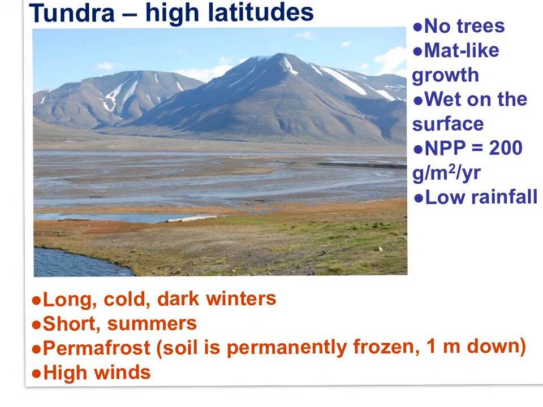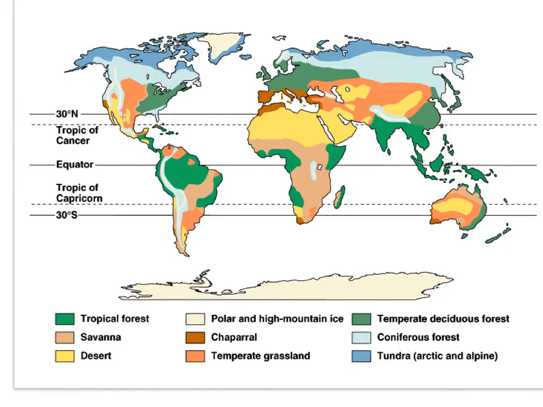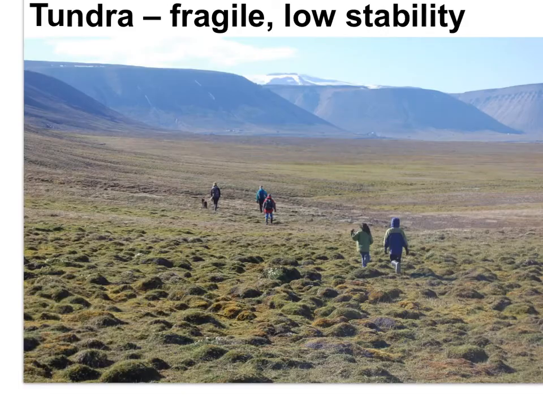And lastly, the tundra experiences high winds. Tundra is located here, dark blue, polar regions in the northern hemisphere. The matted growth of the tundra can be seen in this photo that I took in Svalbard, Norway, about 78 degrees north latitude. Notice, not a tree in sight, and we're wearing heavy jackets in July.